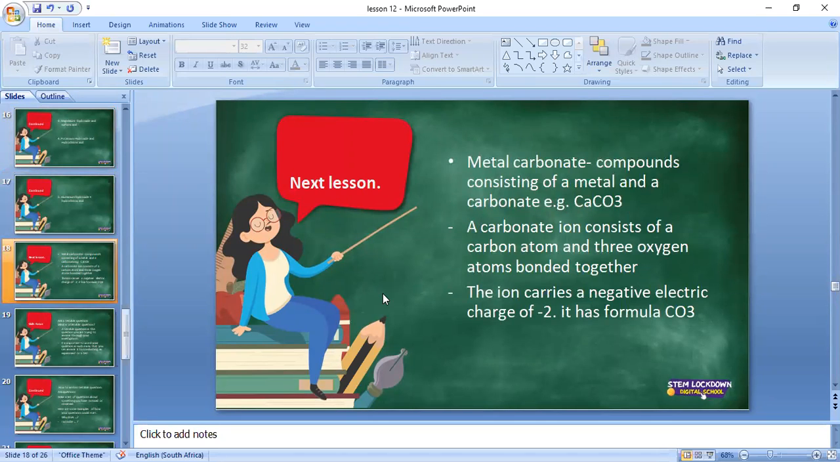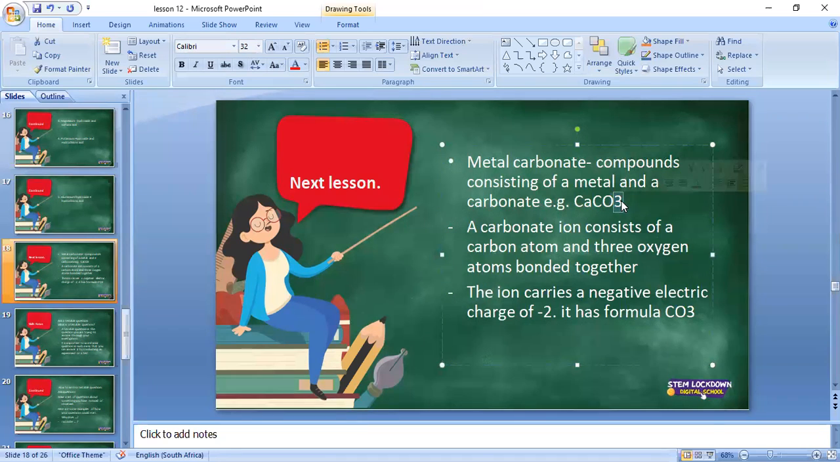So in our next lesson, grade 9, we're gonna do metal carbonates. We know that metal carbonates are compounds consisting of a metal and a carbonate, e.g. calcium carbonate, CaCO3. A carbonate is a carbon bonded with three oxygens. Remember that it's a subscript three.